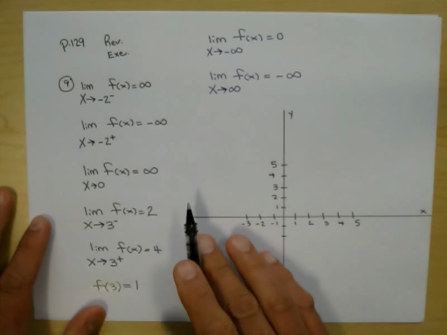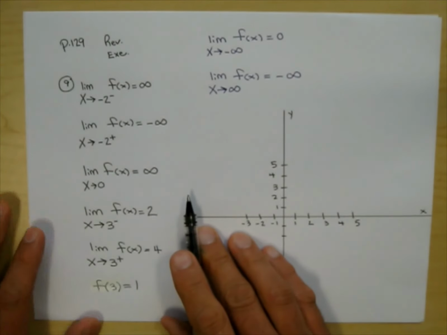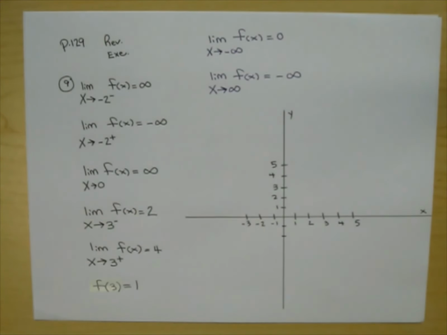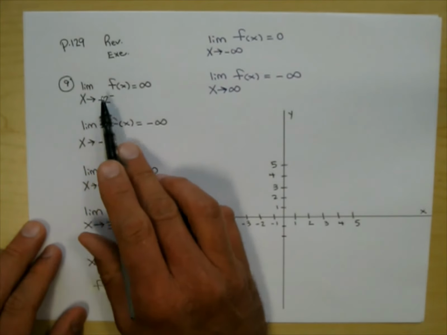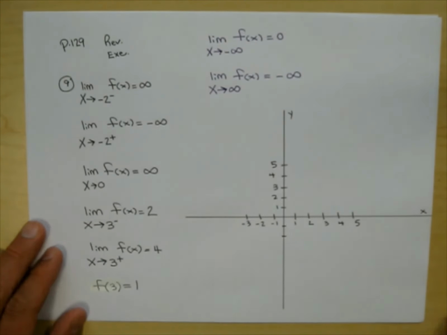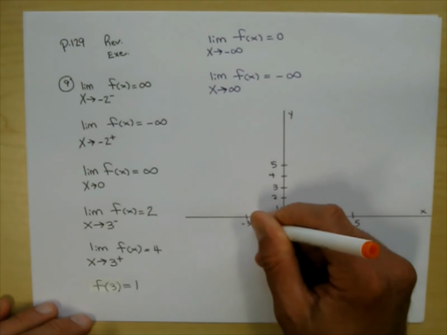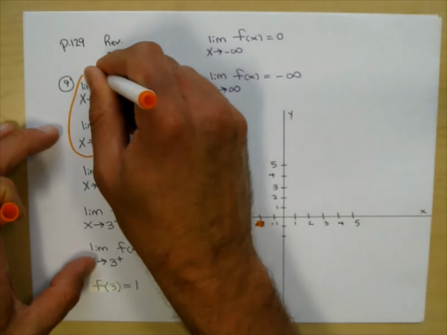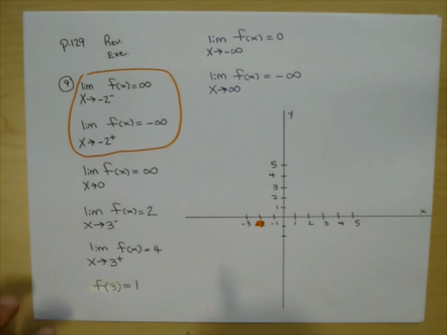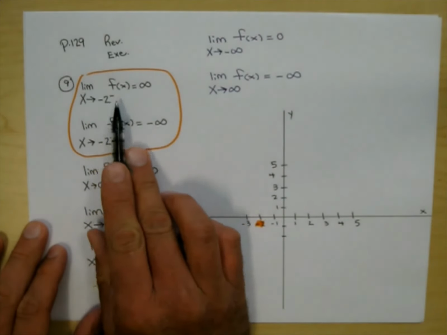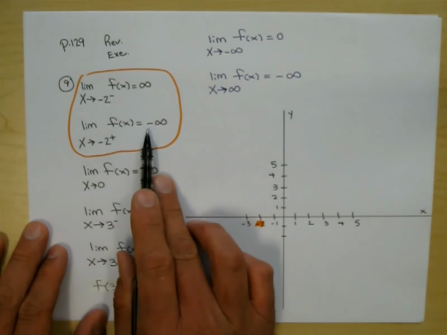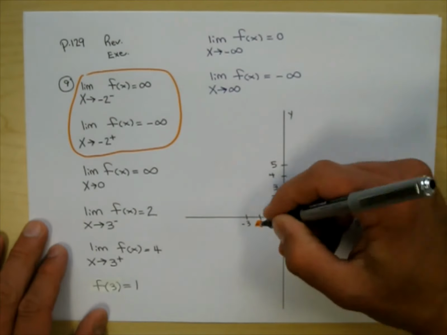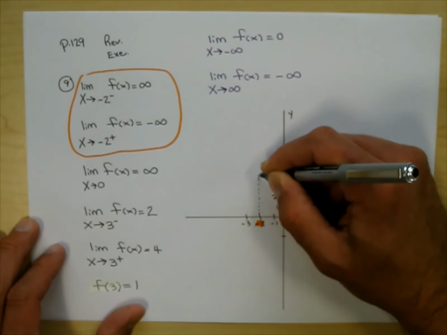So this problem says, I want you to draw the graph that has these characteristics. What are the characteristics? Well, it says the limit of f as x approaches -2. So we're going to be interested in this one right here, -2. I'll circle these ones because they're both that. As you approach -2 from the left, it's infinity, and as you approach -2 from the right, it's negative infinity, which would mean that at -2 there is a vertical asymptote.